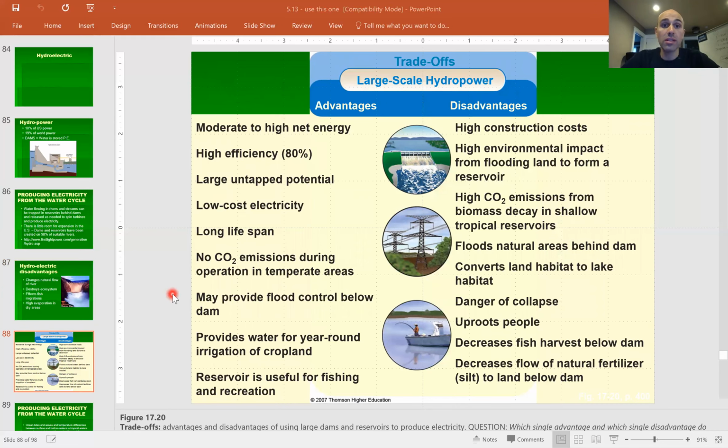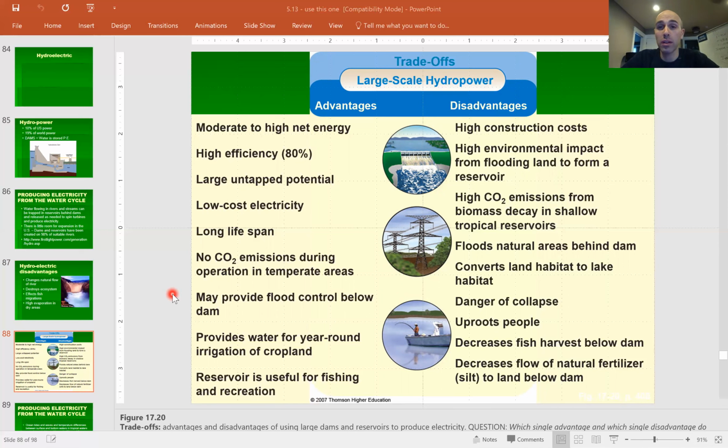Advantages and disadvantages. Again, advantages. It's great. It's highly efficient. Low electricity cost. Long lifespan. May provide flood control below the dam. It's important. The reservoir is useful for fishing and recreation above the dam, right? We have just created essentially a lake.